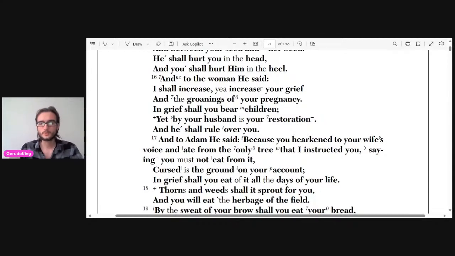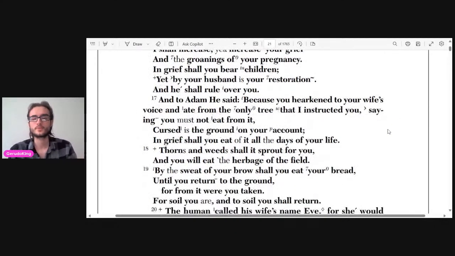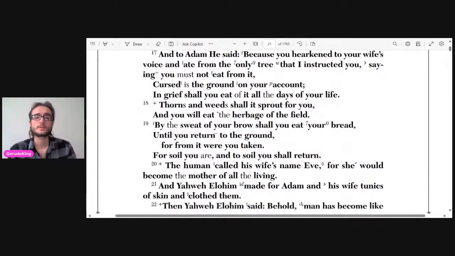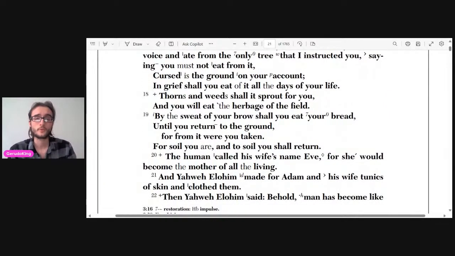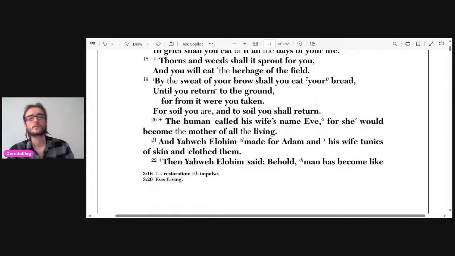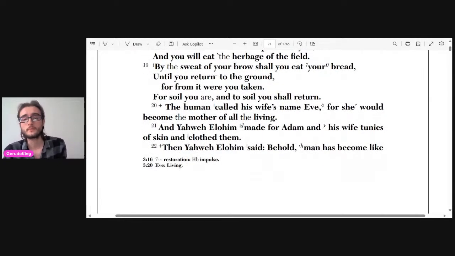In grief shall you eat of it all the days of your life. Thorns and weeds shall it sprout for you, and you will eat the herbage of the field. By the sweat of your brow shall you eat your bread until you return to the ground, for from it you were taken. For soil you are, and to soil you shall return. The human called his wife's name Eve, for she would become the mother of all the living.